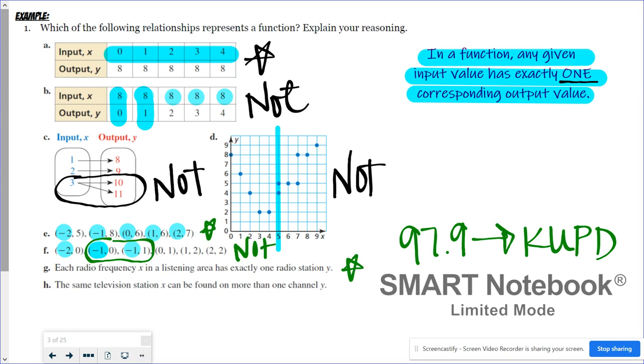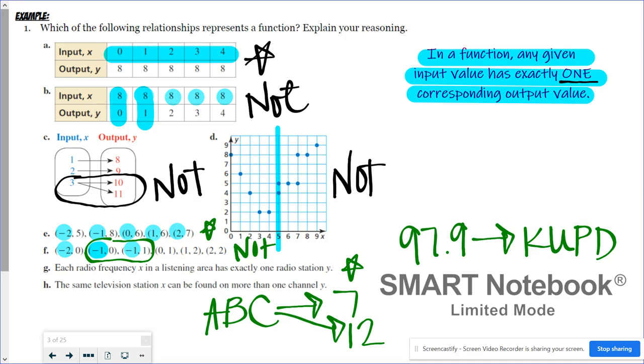Okay, now if I dialed into 97.9 and I got something else and I got KUPD, I don't even know how that would happen, but then it wouldn't be a function. H says the same television station X can be found on more than one channel Y. So ABC, that's a network. Okay. And if I tune into ABC and I find myself going to channel 7, but then someone else tunes into ABC at my house and that's on channel 12. Okay. That's kind of what H is saying.